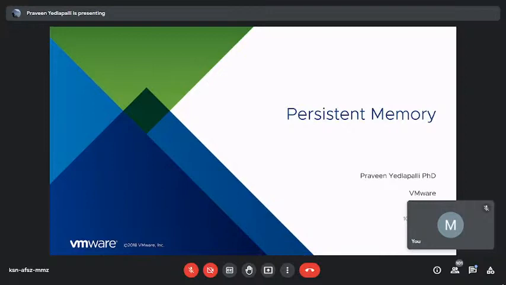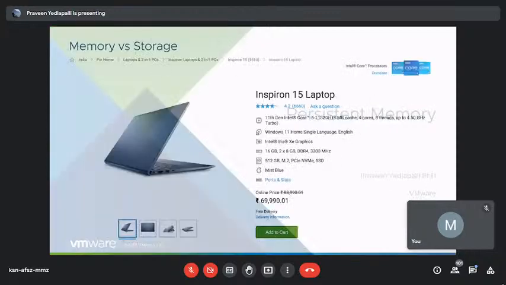So I'm Praveen. I work at VMware. Today I'm here to talk about this new technology called persistent memory. Before understanding what persistent memory is, first we need to understand what is the difference between memory and storage.